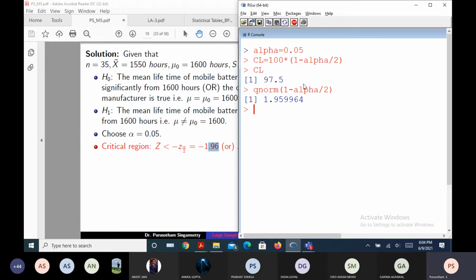Is it 1.96 if you round to second decimal, my dear student? Yes, sir. What is the syntax we are going to use in R to get this value? qnorm. qnorm will give us the inverse of the normal distribution.